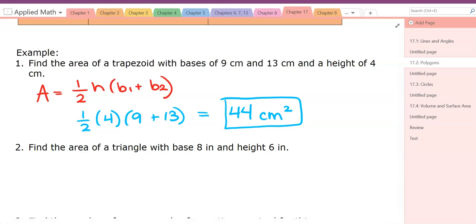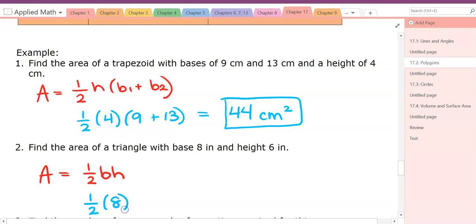For a triangle, the equation that we want to use is 1/2 times the base times the height. The base for this one is 8. The height is 6. So what did you guys get for the area here? Good, 24, and then label would be inches squared.